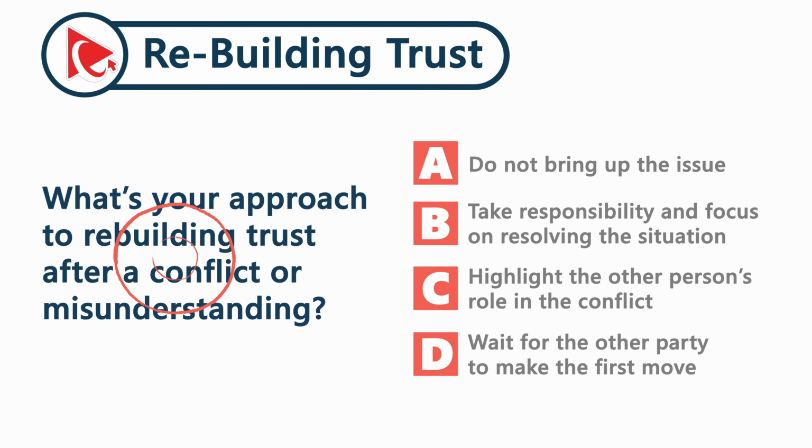What is your approach to rebuilding trust after a conflict or misunderstanding? Your choices for the answers are choice A, do not bring up the issue. Choice B, take responsibility and focus on resolving the situation. Choice C, highlight the other person's role in the conflict. And choice D, wait for the other party to make the first move.